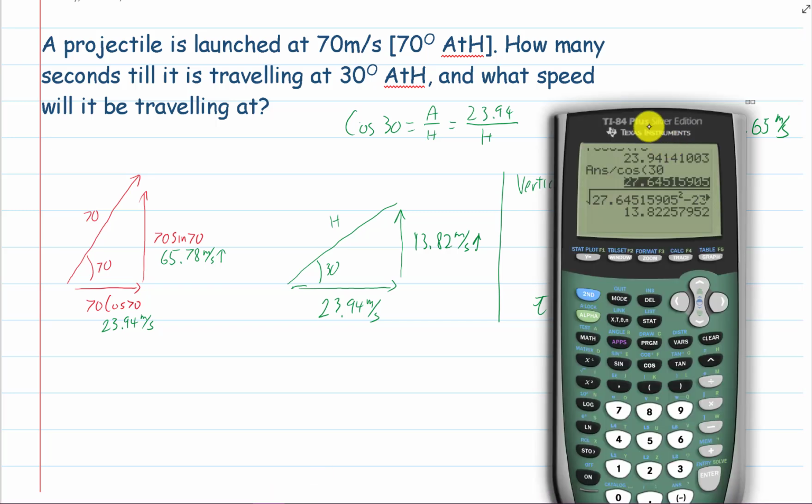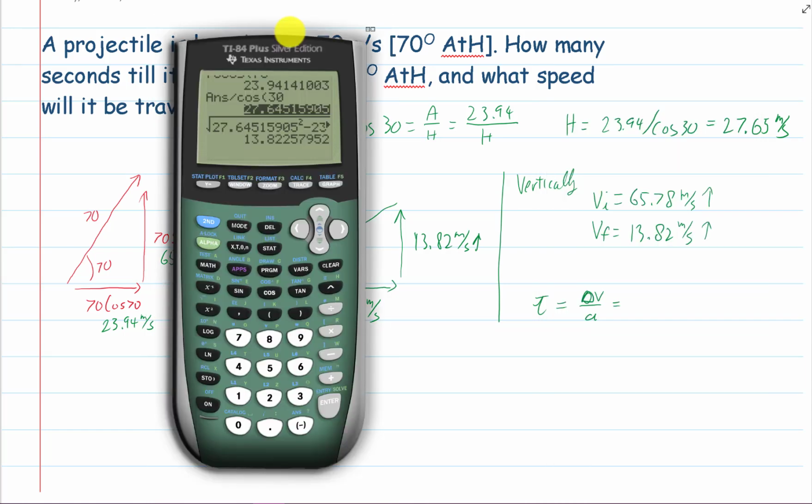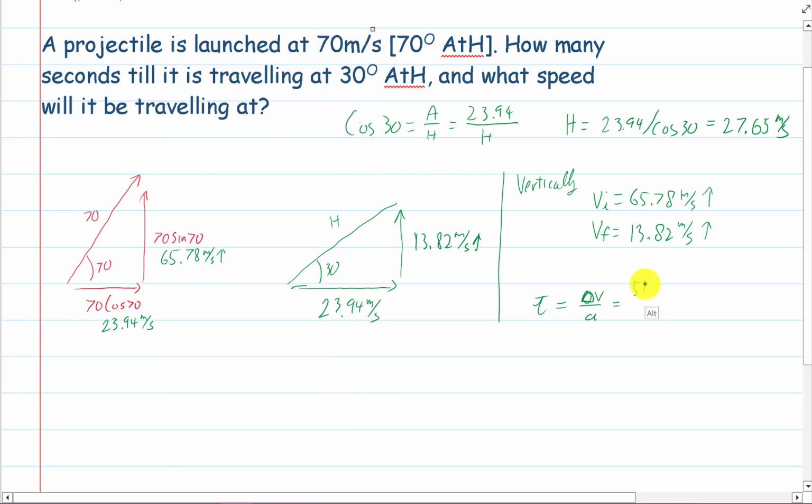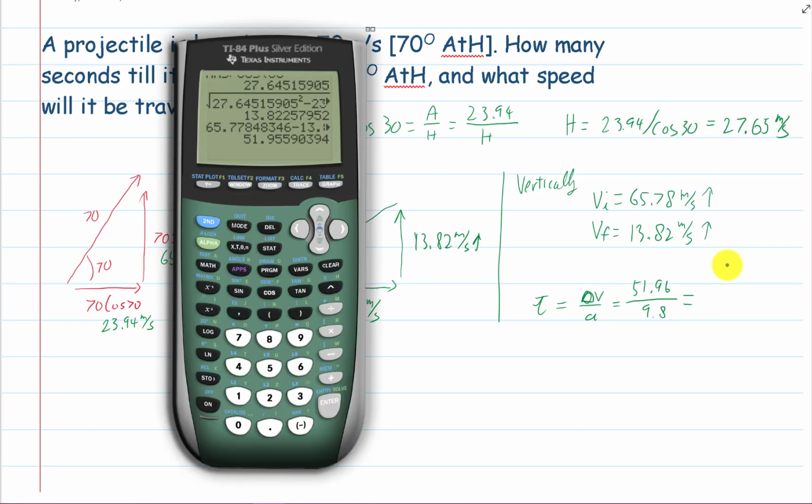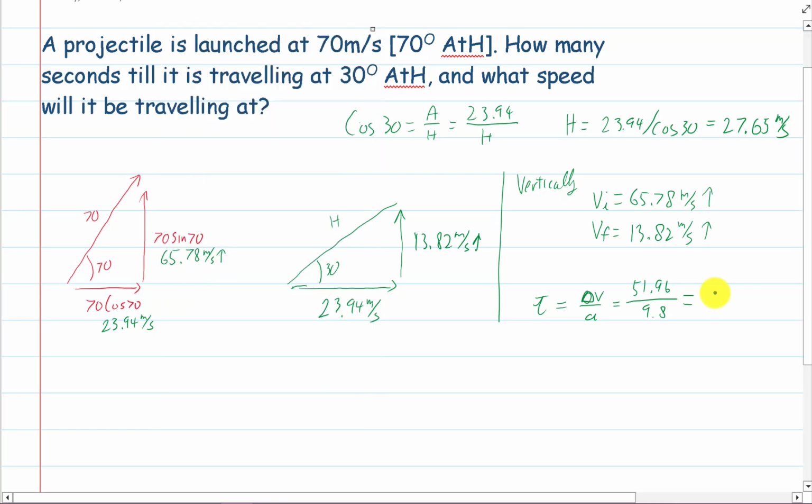So we'll take 65 and we'll subtract 13, and we get 51.96 all over 9.8, so we get about 5.3 seconds.